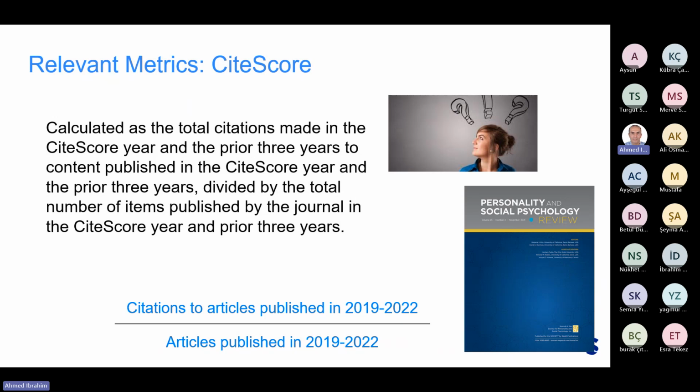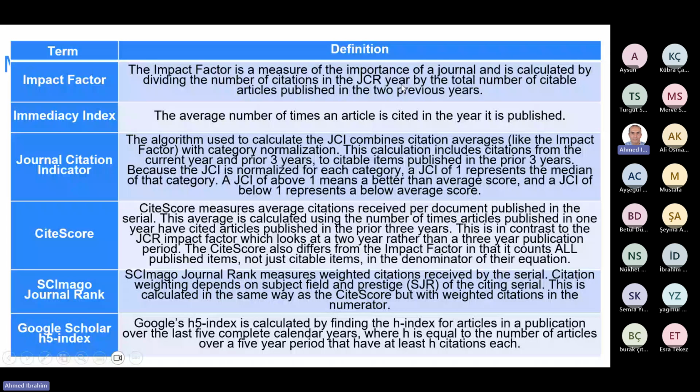If we need to collect some information together in one place, impact factor is a measure of the importance of a journal and is calculated by dividing the number of citations in the year by the total number of citable articles published in the 2 previous years. We have also the immediacy index. This is the average number of times an article is cited in the year it's published. We have CiteScore, we have the SCImago Journal Rank, and we have also the Google Scholar h5-index. This is the definition. I will leave this presentation with you if you need it.